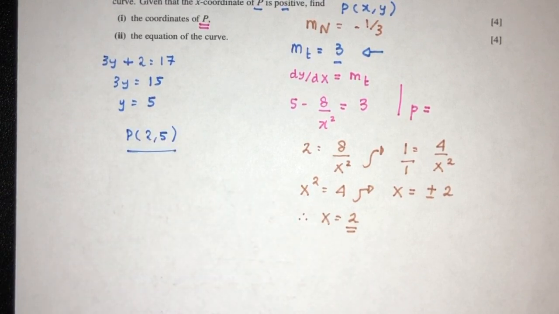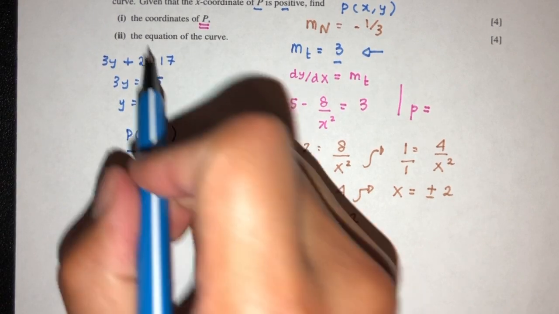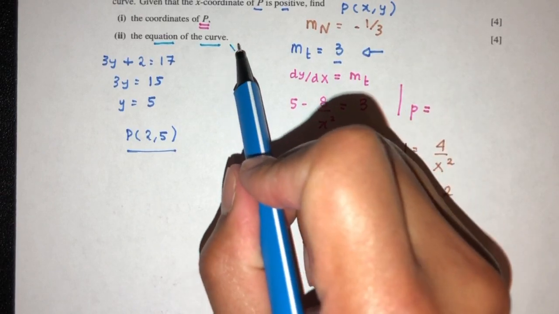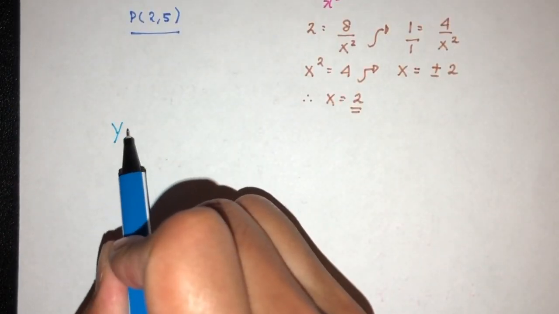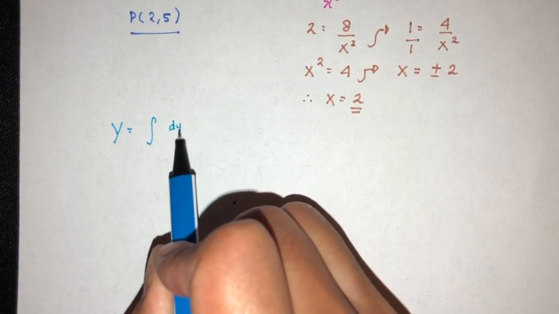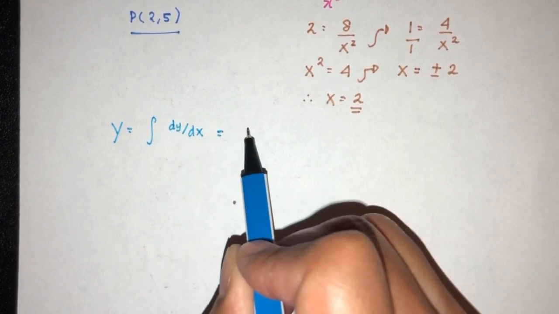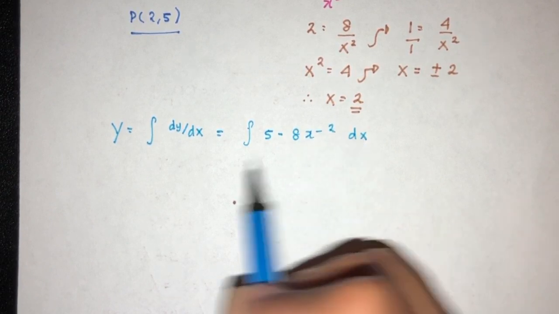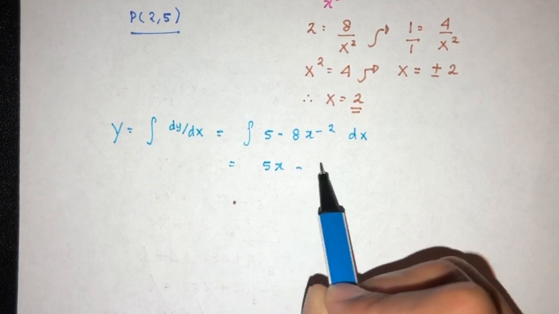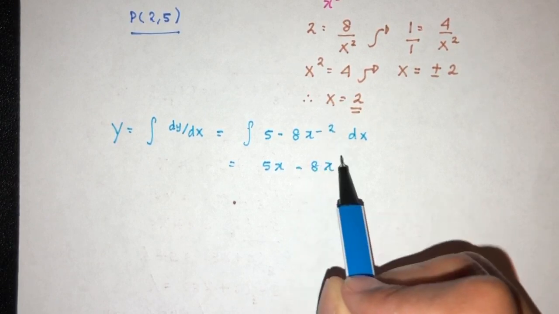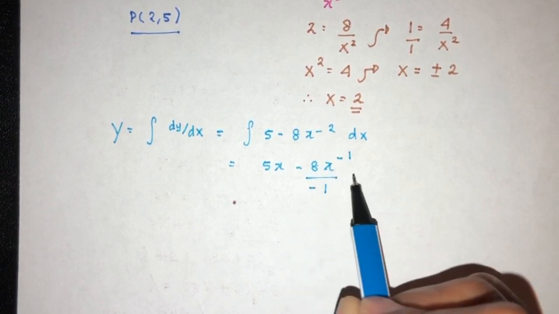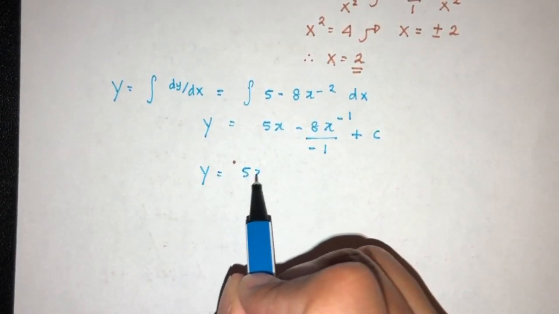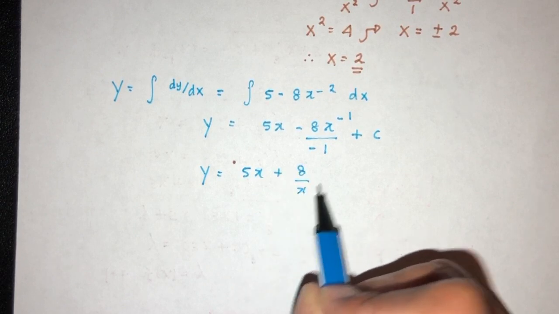Now what's next? We have to find the equation of the curve. So pretty easy. To find the equation of the curve, it is simply finding the value of y. We understand that y is equal to the integration of dy by dx. That will be the integral of 5 minus 8 x power minus 2 dx. That will be 5x. Here we have minus 8. First we increase the power by 1, that should be minus 1, divided by the same power, plus c. So y is right now 5x plus 8 over x plus c.